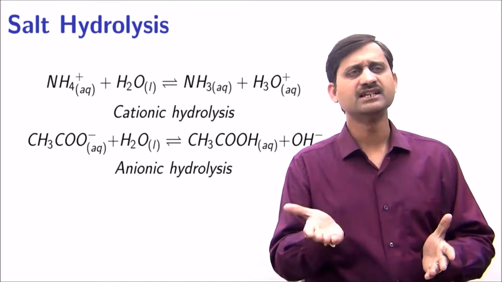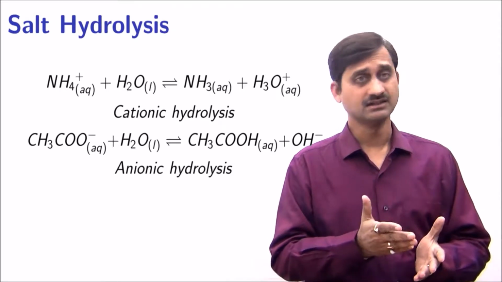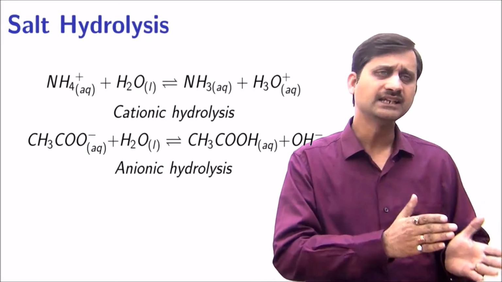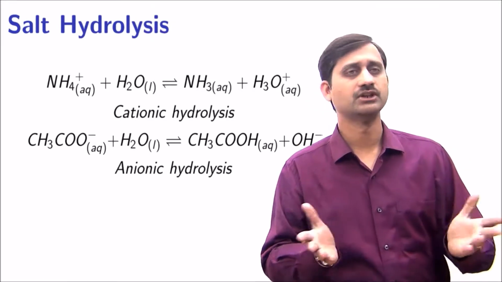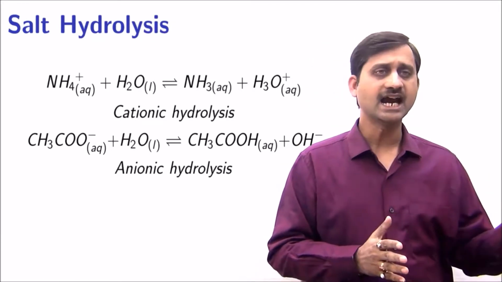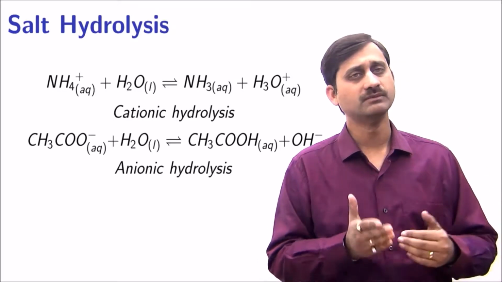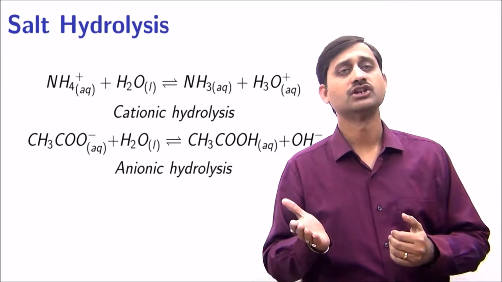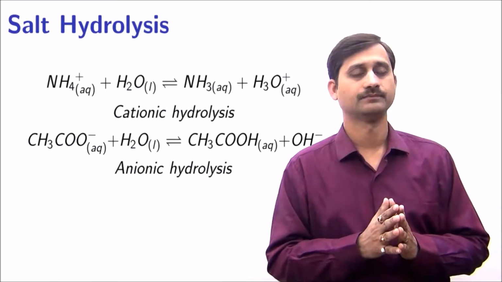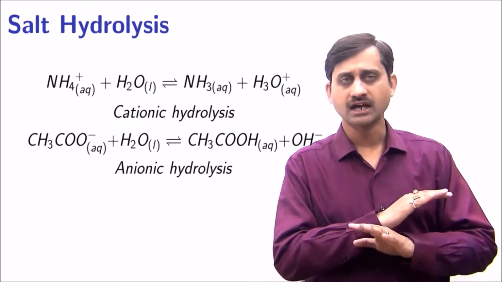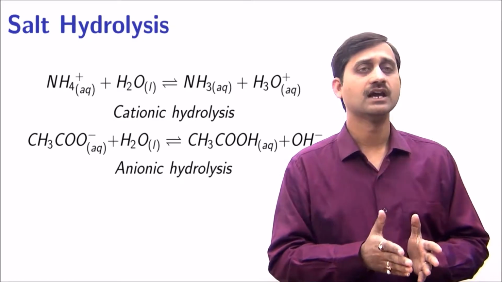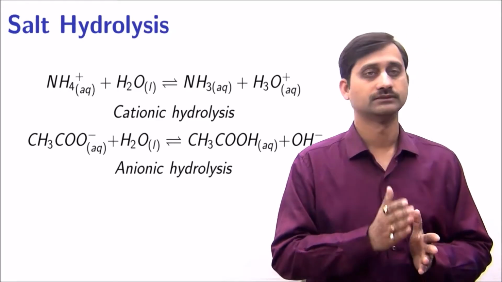Depending on the relative tendency to hydrolyze, that is the dissociation constant of the corresponding acid or base, cationic or anionic hydrolysis may dominate. If cationic hydrolysis dominates, the solution will be slightly acidic, and if the anionic hydrolysis dominates, the solution will be slightly basic. These two reactions are independent of each other. The only common fact is the concentration of the salt.